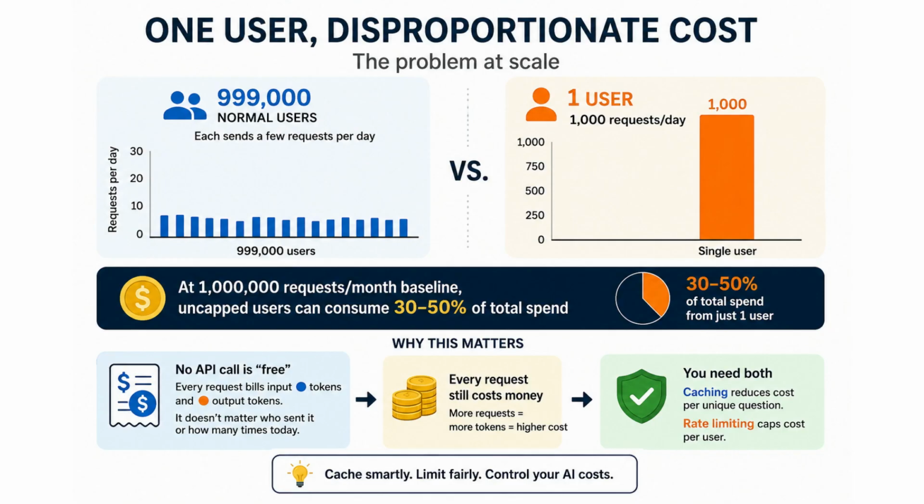Remember the difference between these two techniques. Caching reduces repeated AI calls by reusing previous answers. Rate limiting reduces excessive AI calls by preventing a single user from sending too many requests. Use both together, and you'll have a much more efficient, reliable, and cost-effective AI application.